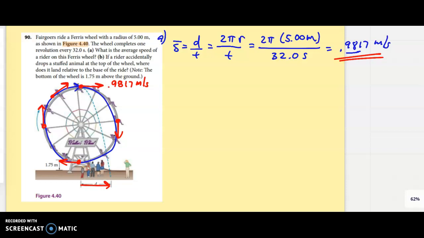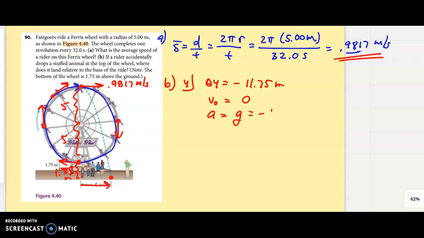Okay, well, I need the time. So I'm going to say in the y direction, the displacement is going to be a negative 5 meters, 5 more meters, and they said this is 1.75 meters down here. So that's going to be 11.75 meters: when it hits down here, it's 11.75 meters below where it started. Now, the initial velocity in the y direction is 0. Acceleration, of course, is little g. And so I've got 3 of these things, I should be able to solve for the time. And notice too, please, that the final velocity is not in this problem.